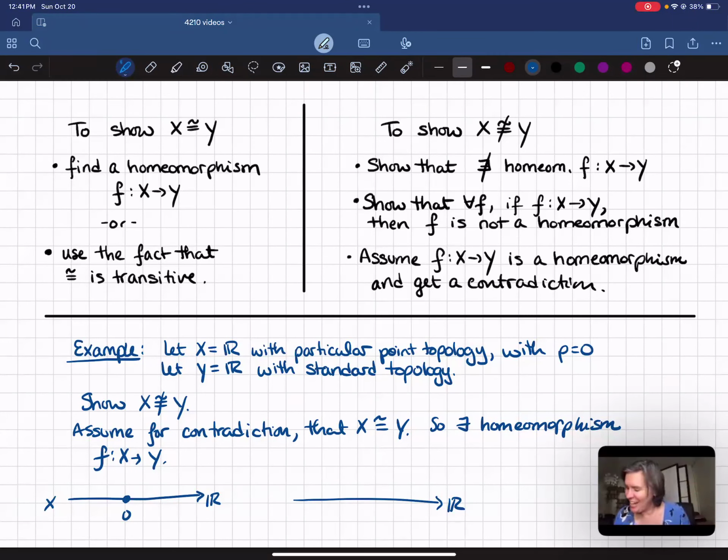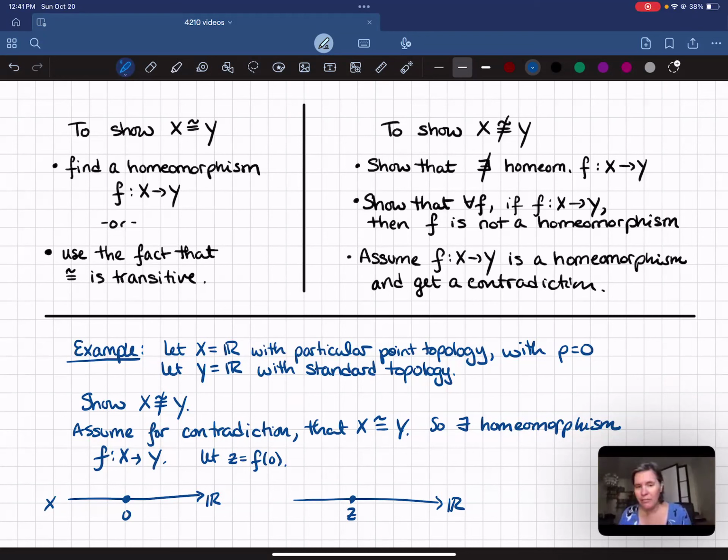So let's just take some point over here, z for 0, okay? So I'm going to let z be f of 0. So I know that z is kind of like the new 0, okay? z is like the new 0 over in Y. And I need to think about kind of what could go wrong with this.